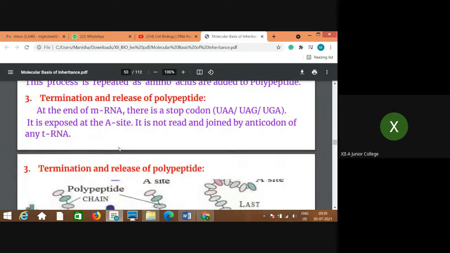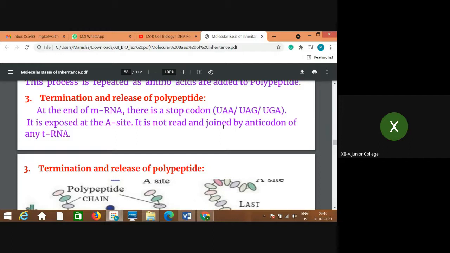Termination means when the synthesis site doesn't recognize any of the codons. At the end of the mRNA, there is a stop codon. What are these stop codons? Either UAA, UAG, or UGA. If any of these codons is there, it doesn't recognize any amino acid. That means the reaction is stopped, there is termination of the reaction, and there is no further formation of polypeptide. These are called the termination codons.